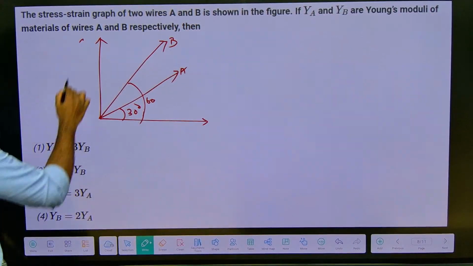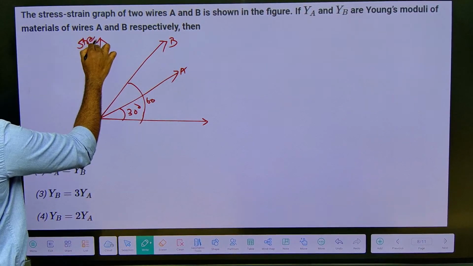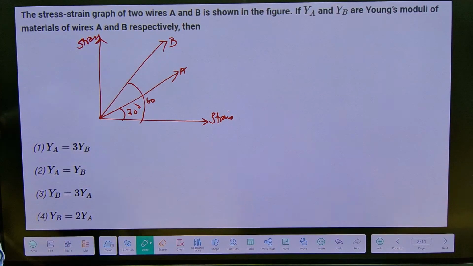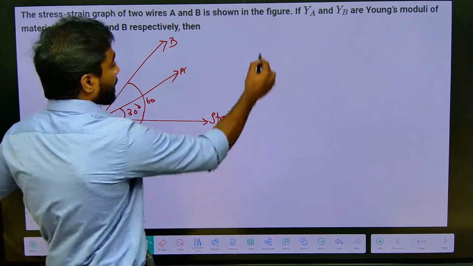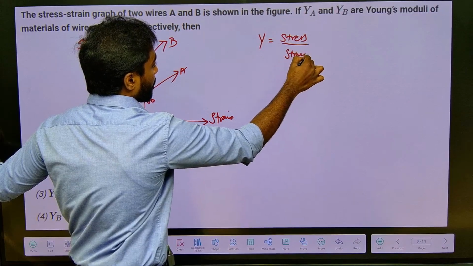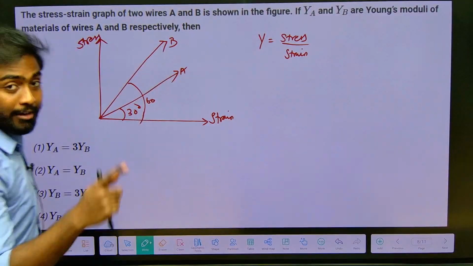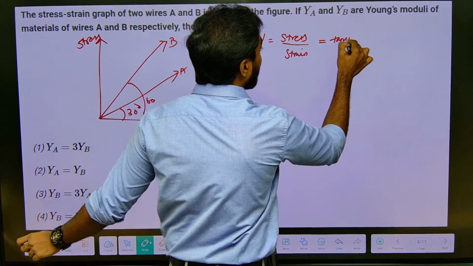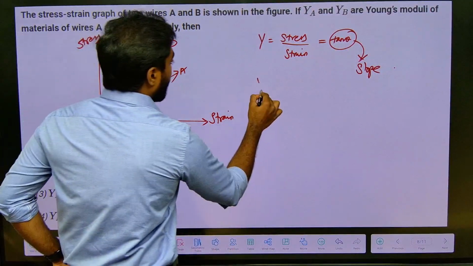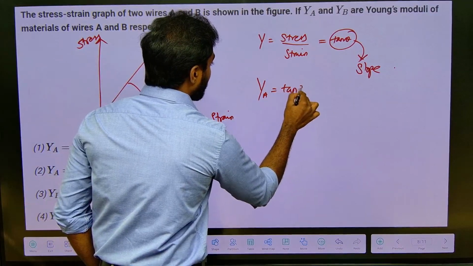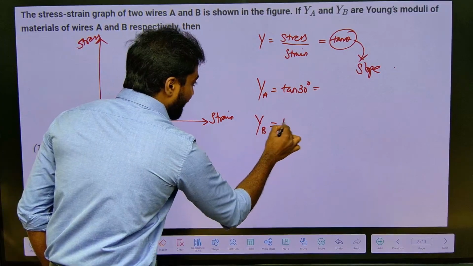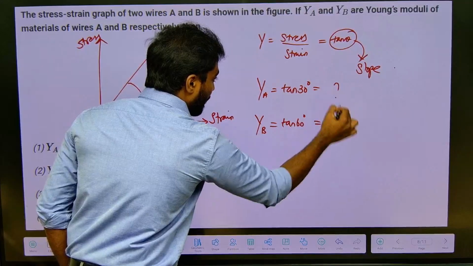Stress and strain, opposite by hypotenuse. So what is the relation? When we talk about stress and strain, the relation of Young's modulus is nothing but stress by strain, opposite by hypotenuse. Tan theta, right? The slope. So YA will be equal to tan 30 degree, and YB will be equal to tan 60 degree.